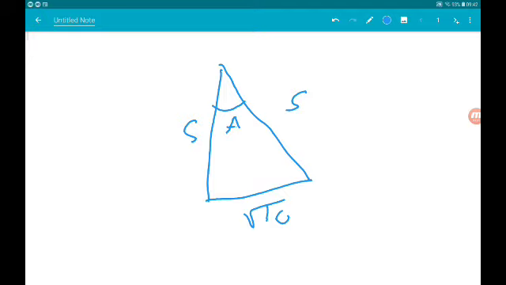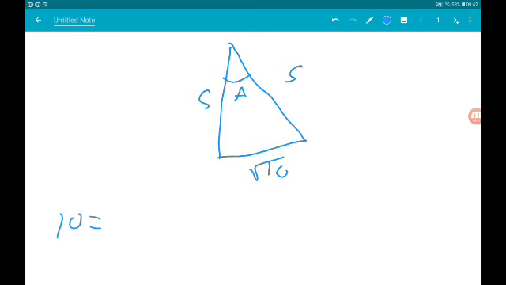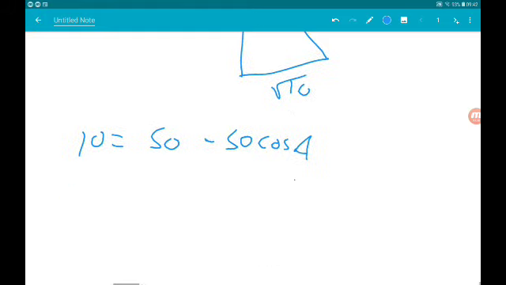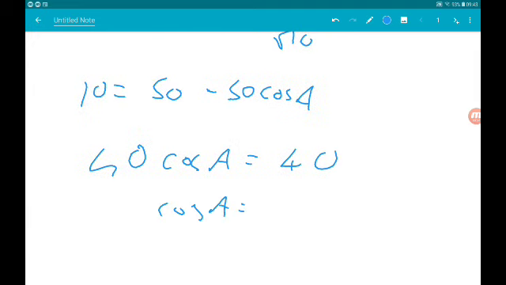Okay, so let's call the angle A, and then we know that by the cosine rule, root 10 squared, so 10, is equal to 5 squared plus 5 squared, so 50, minus 2 times 5 times 5 cos A, so minus 50 cos A. Okay, so we can get 50 cos A is equal to 40. So cos A is 4/5.